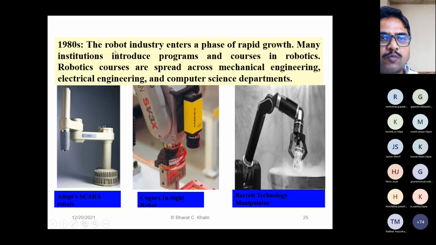Then in 1980, the robot industry entered a phase of rapid growth. Many institutions introduced programs and courses in robotics. So after the 1980s, people understood that it should be widespread. People should know about the technology and use the technology. Industry should use it and should get sufficient operators who can operate the robot. So they introduced different robotics courses in 1980, spread across the mechanical engineering, electrical engineering, and computer science departments. Here you are seeing different photographs of the robots.